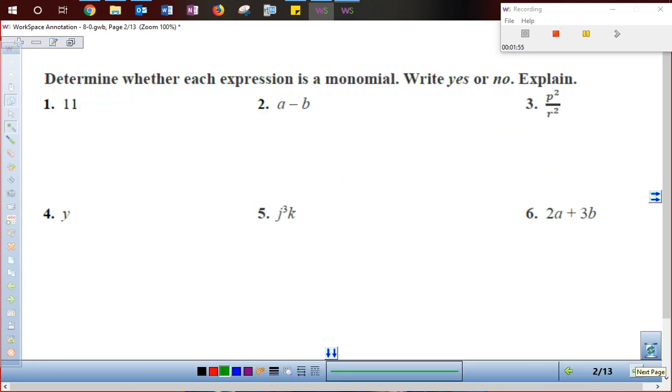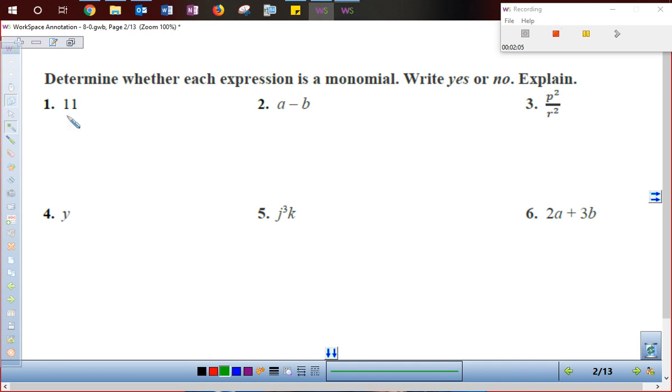Now, on 1 through 6, we're going to go through and determine whether each expression is a monomial. We're going to write yes or no, and we have to explain. So we're just going to see if it follows the 3 rules. So on number 1, 11, there's no addition or subtraction sign, I don't have a variable in the denominator, and I don't have a negative exponent. That means this is definitely a monomial.